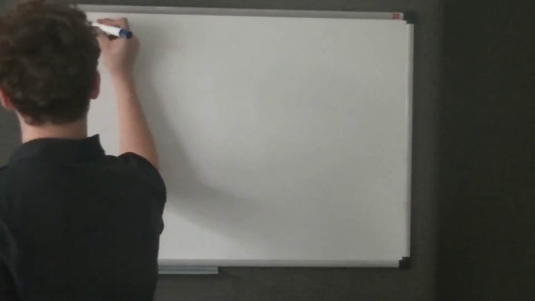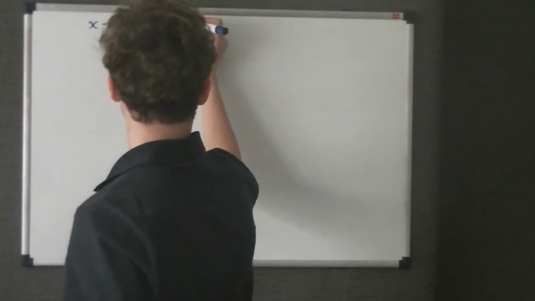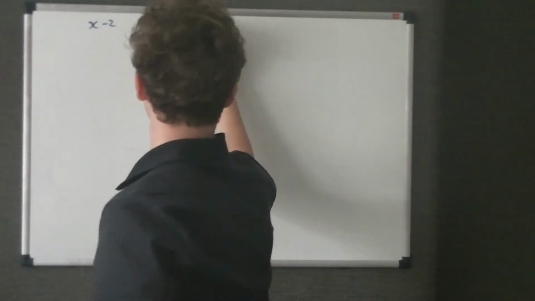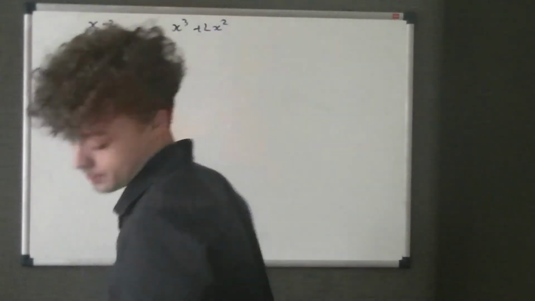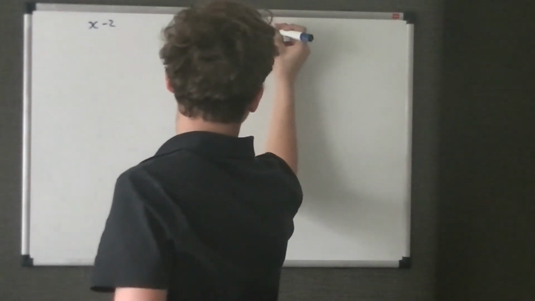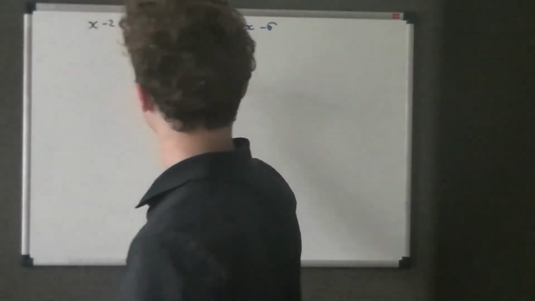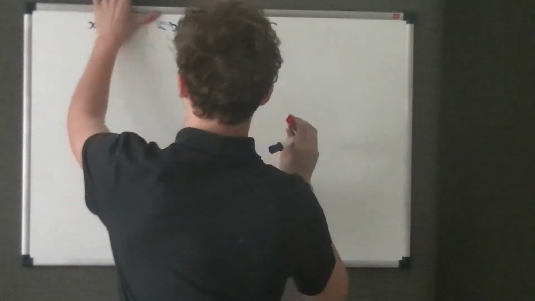It says here, use the remainder theorem to show that x take 2 is a factor of the cubic expression x cubed plus 2x squared take 5x take 6. So this is f(x) basically.